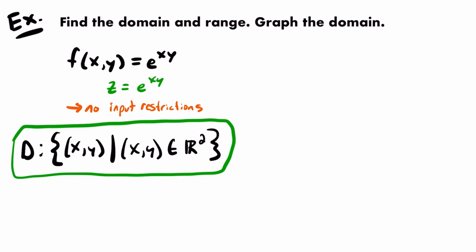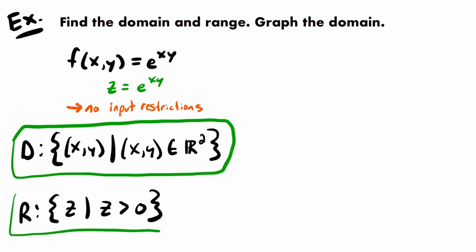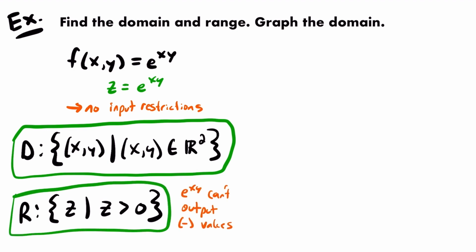And here's how I would write that out. The range is the set of all z values such that z is greater than 0. That's how I would write it. That would be my answer for the range. Once again, we came to that conclusion because that exponential function can't output negative values, or 0 for that matter.